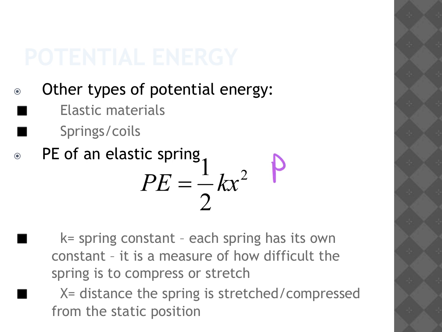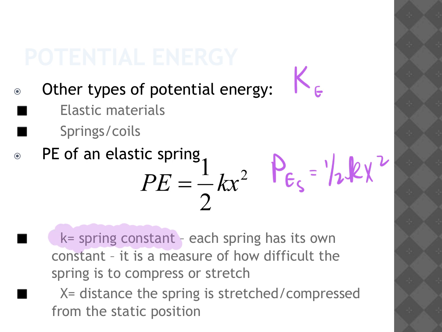So I might even write it like this. PE of a spring is 1/2 kx squared. Now, maybe you're asking yourself, what's k? That's a new one, right? It does not represent kinetic energy. Kinetic energy is a capital K, and this is a lowercase k. And what it represents is what we call the spring constant. All right, k is equal to the spring constant.